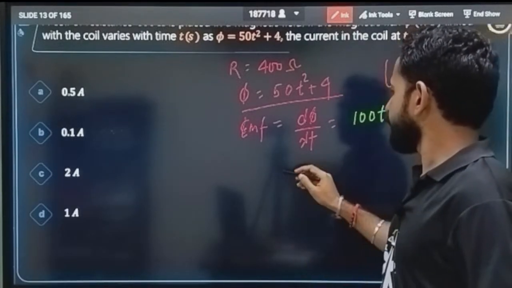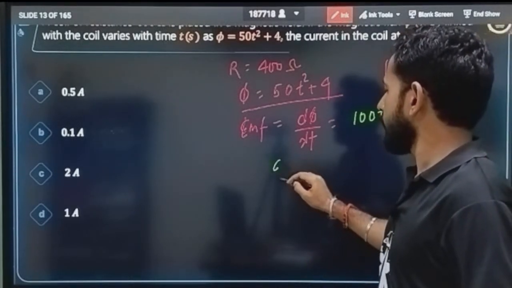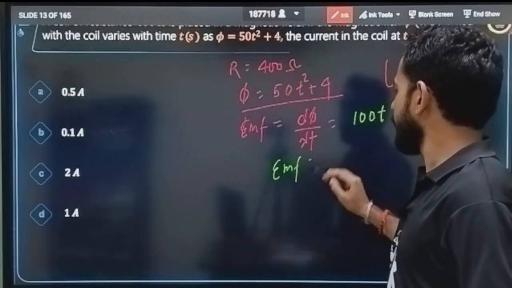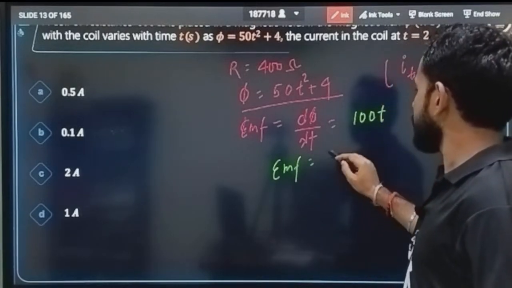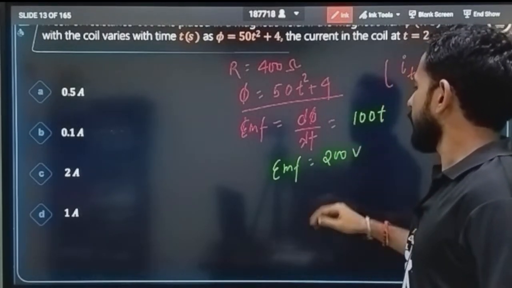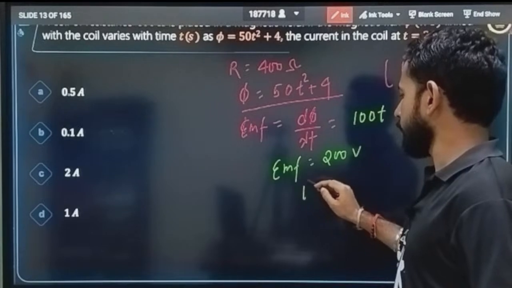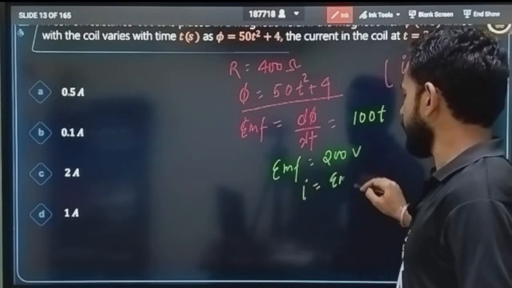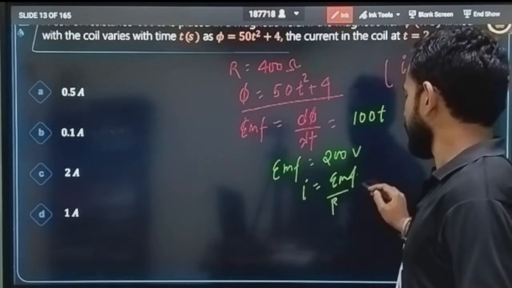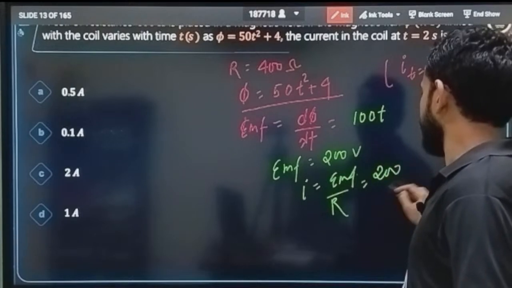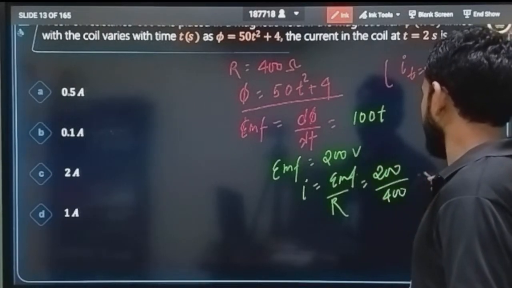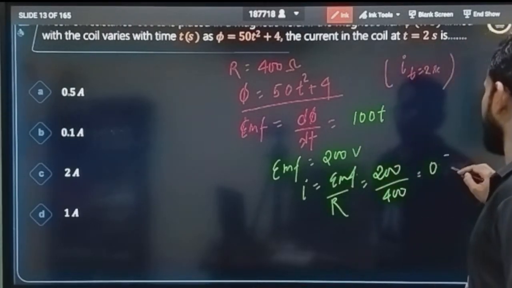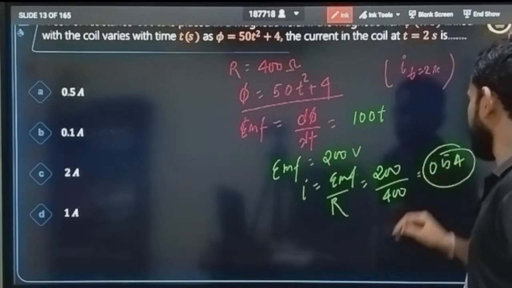Now put t equals 2, that means EMF will become 200 volt. If EMF is equal to 200 volt, what will be the current? Current will be EMF divided by resistance. EMF is 200 divided by resistance, that is 400. Answer will be 0.5 ampere.